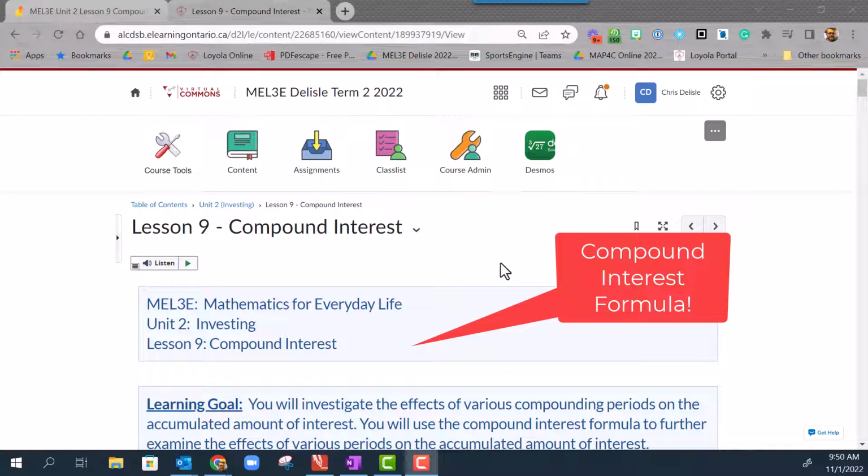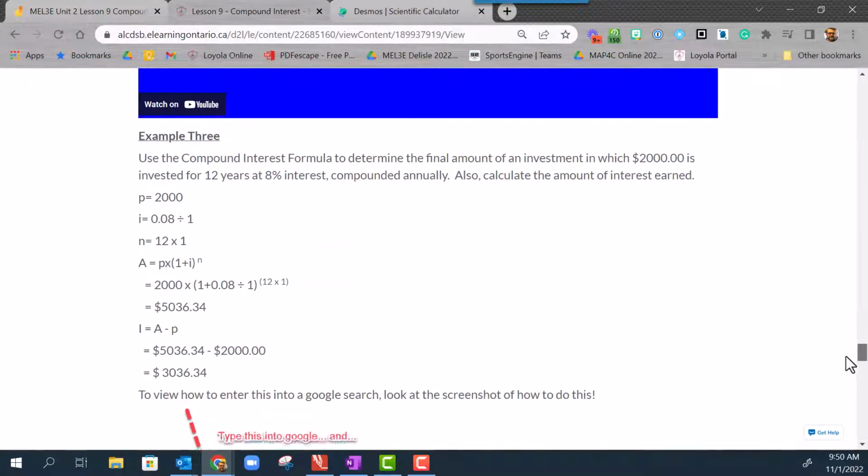Hey, Chris here. We're going to be doing some compound interest calculations. I'm going to open up Desmos right away, so I'm ready to go. And in our content, we're looking down here at using the formula.